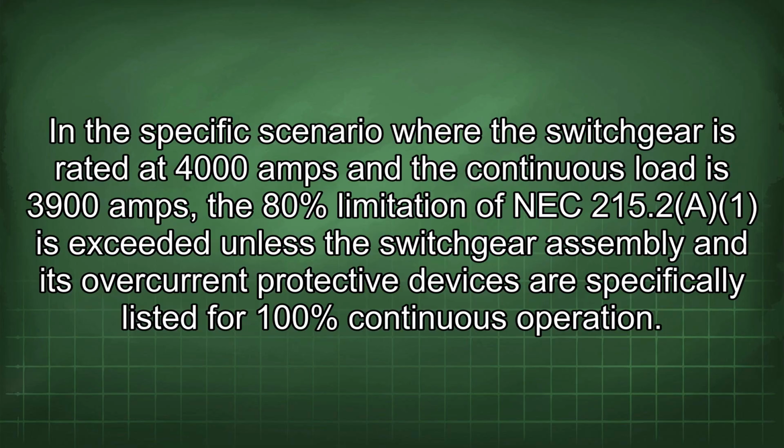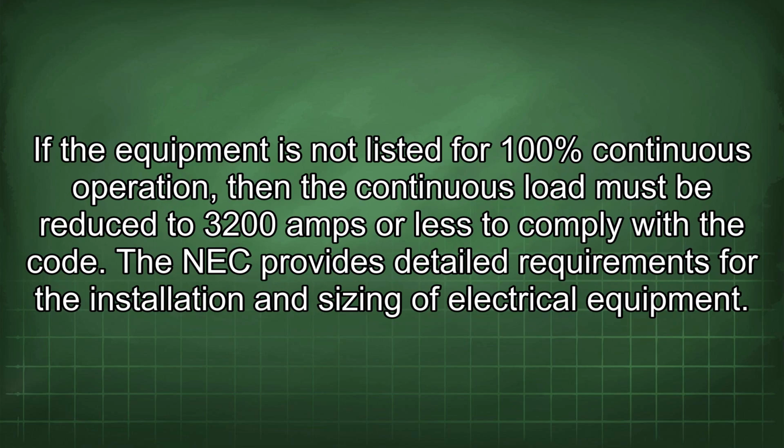In the specific scenario where the switchgear is rated at 4000 amps and the continuous load is 3900 amps, the 80% limitation of NEC 215.2(A) is exceeded unless the switchgear assembly and its overcurrent protective devices are specifically listed for 100% continuous operation. If the equipment is not listed for 100% continuous operation, then the continuous load must be reduced to 3200 amps or less to comply with the code.